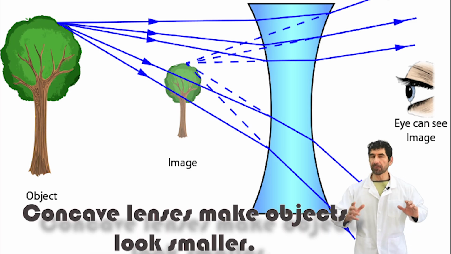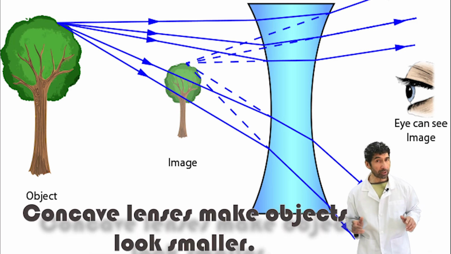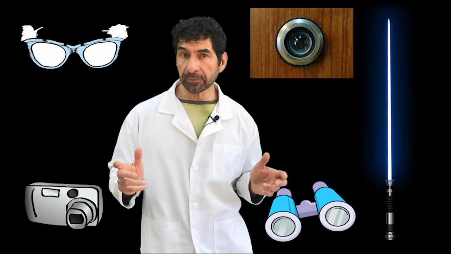Concave lenses make objects look smaller than they really are. There are numerous uses of the concave lens, like cameras, lasers, glasses, binoculars, peepholes, etc.